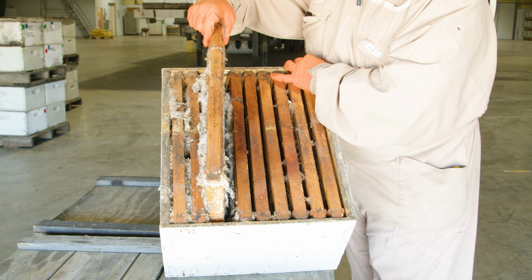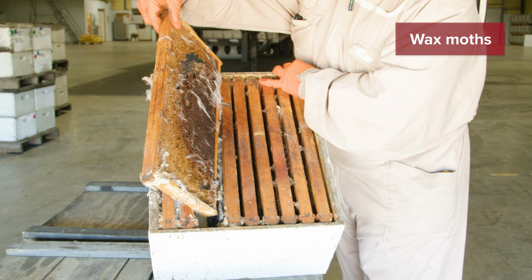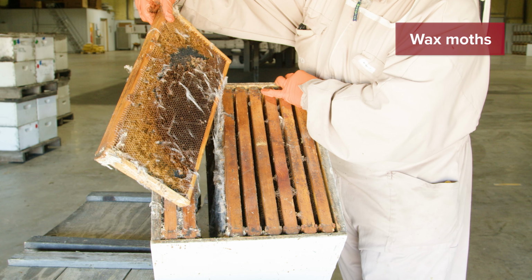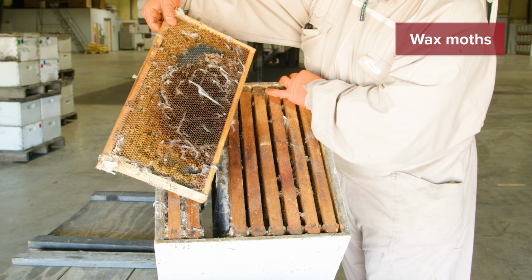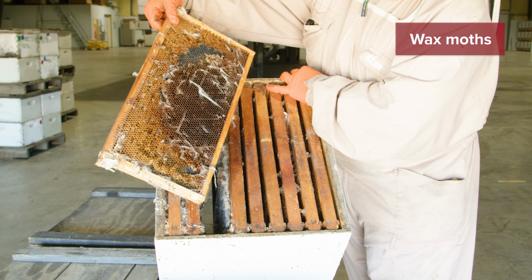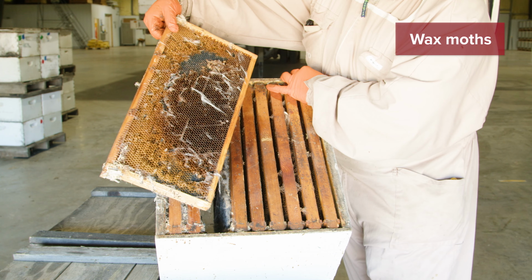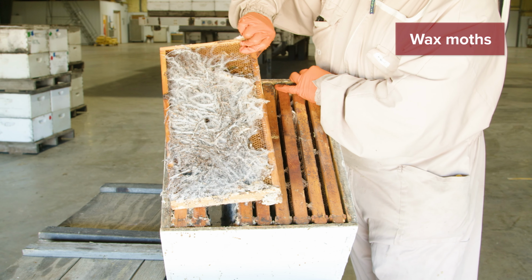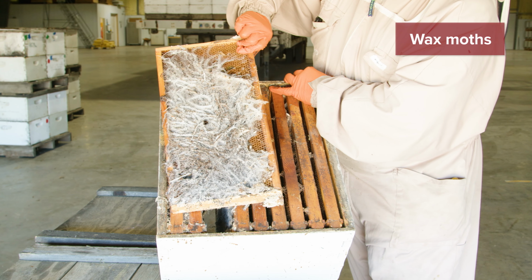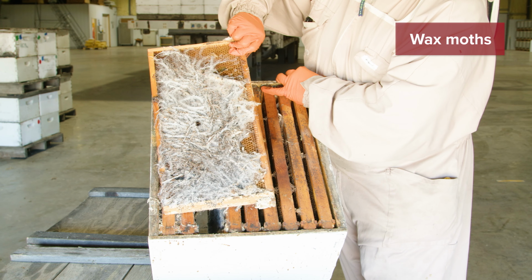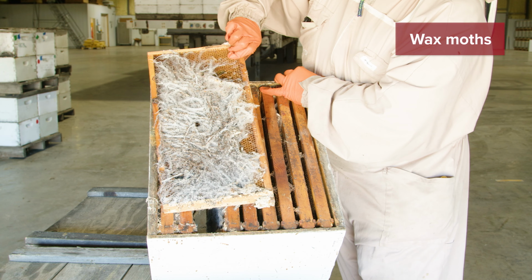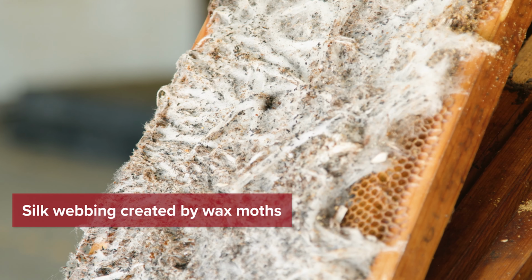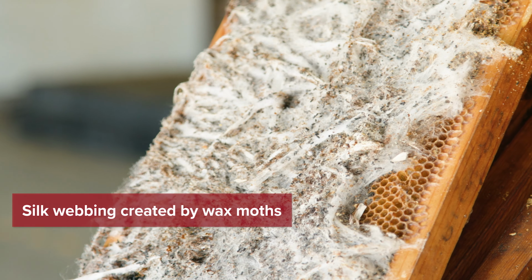Wax moths can cause significant damage to honeybee hives and stored equipment. Wax moth larvae feed on beeswax, honey, and sometimes bee larvae. Their feeding destroys the comb structure, which is crucial for brood rearing and food storage. They produce silk webbing and create tunnels within the comb. This webbing can obstruct the hive and complicate the bee's normal activities.